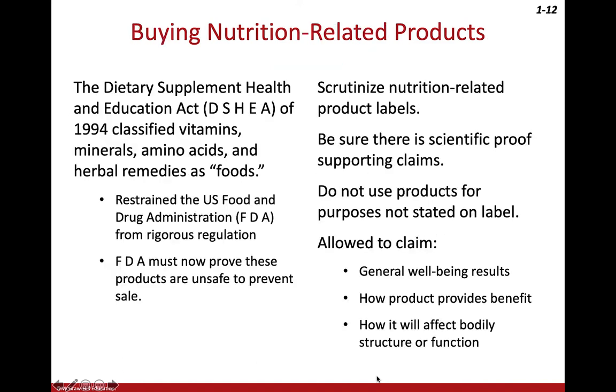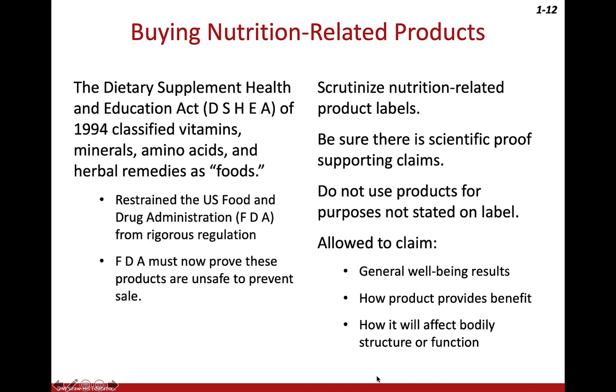Now, the next couple of slides are talking about purchasing nutrition-related products, mostly supplements. Supplements are not tightly regulated. So back in 1994, the Dietary Supplement Health and Education Act classified vitamins, minerals, amino acids, and herbal remedies as foods. Now, this restrained the U.S. Food and Drug Administration from rigorous regulation. But now, the FDA must prove these products are unsafe to prevent sale. So not as highly regulated.